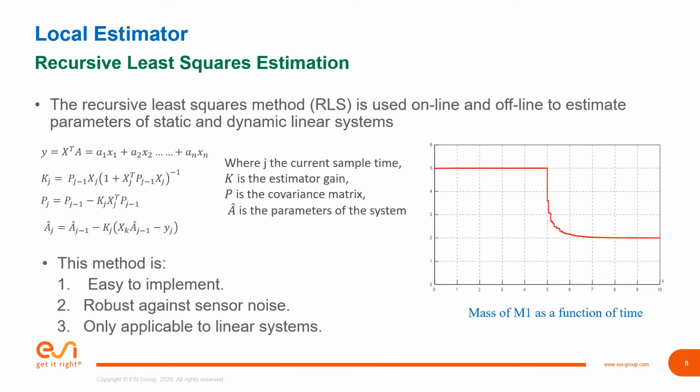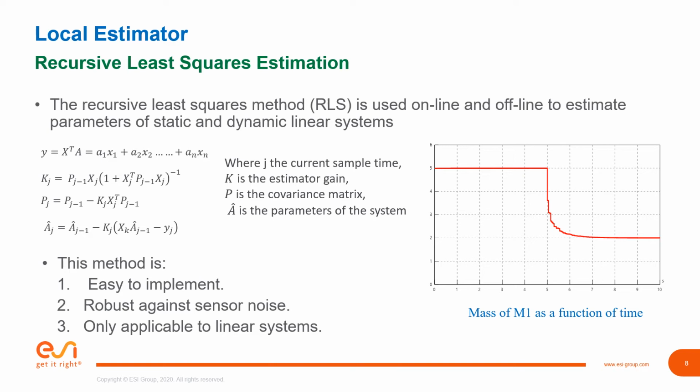One is the regressive least square estimation, and this algorithm is well known. If we have a linear system, we can estimate the parameters, which are the coefficients alpha 1 to alpha n, and we have x1 to xn as the states. So we can estimate those coefficients or parameters if we have enough sensor data.